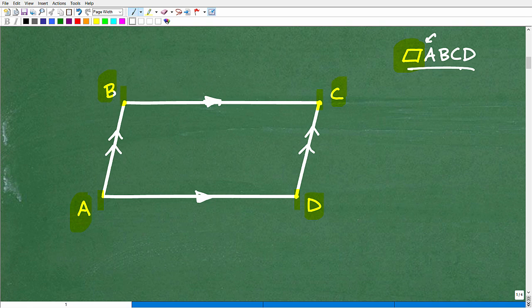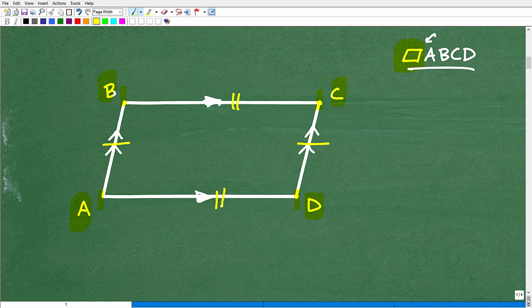All right, so what now? Well, how about opposite sides are congruent? Now, what does that word mean? Well, it means this length and this length are the same, the measure of these lengths, and then this length and this length, these sides are the same.